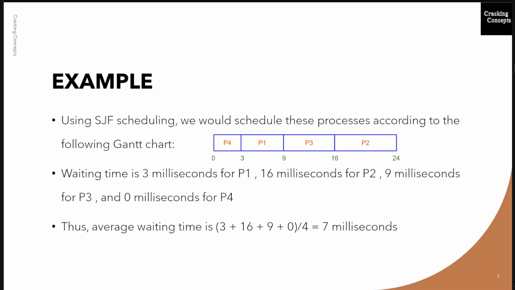The wait time is 3 milliseconds for P1, 16 milliseconds for P2, 9 milliseconds for P3 and 0 milliseconds for P4. Thus the average waiting time is the sum of these divided by 4, which is 7 milliseconds. By comparison, if we were using the FCFS scheduling scheme, the average wait time would have been 10.25 milliseconds.